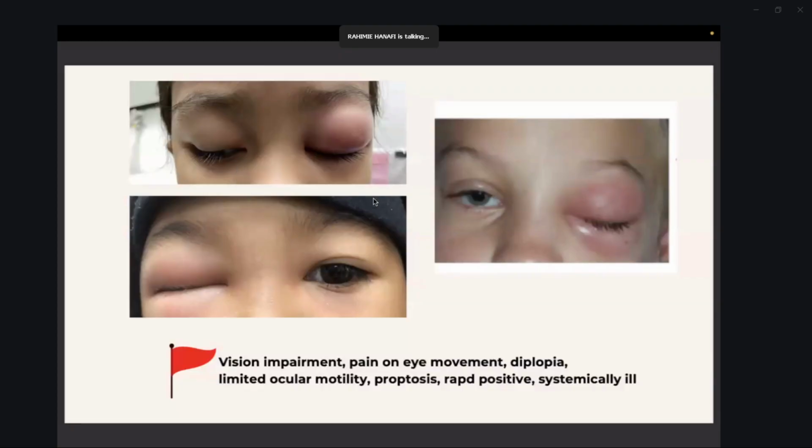Okay, and then for these kind of patients, but if you see the other photo, you can see from here that this child does look generally unwell. Okay, so it's important to check the ocular motility and the vision. It's highly likely to be an orbital cellulitis, which needs a more aggressive treatment.